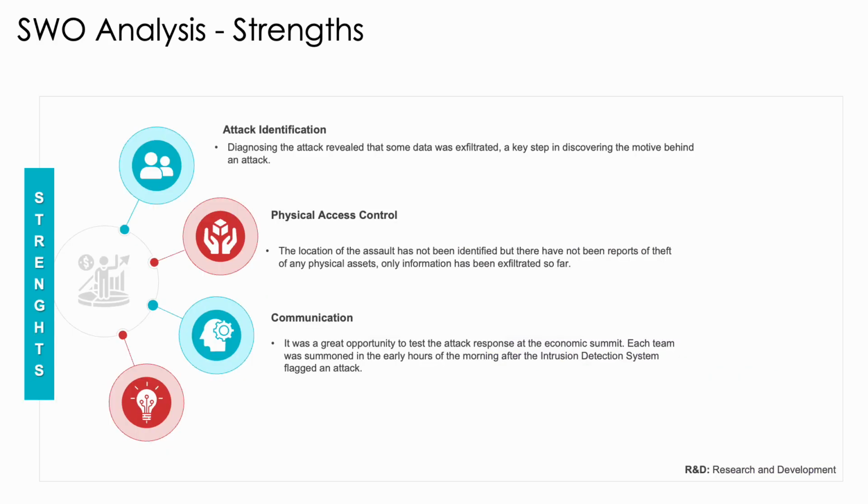So these are some of the strengths that I believe were displayed during the scenario where we were notified early in the morning that there was a data exfiltration. The internal detection system, the IDS, or intrusion detection system, was able to pick up on data being exfiltrated at the summit. And I think it was important that the communication was there at the summit, where each team was summoned really early and they were able to identify that there was an attack. And so far, there haven't been any reports of physical theft of physical assets like computers or switches or network devices, or any kind of hard copy information.